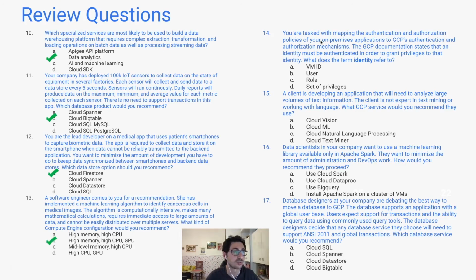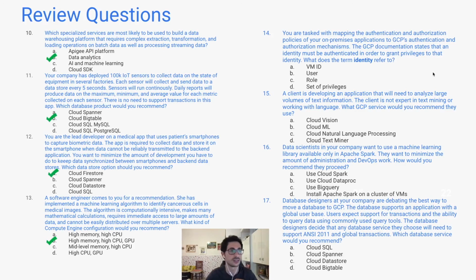Then, you're tasked with mapping the authentication and authorization policies of your on-premises application to GCP's authentication and authorization mechanism. The GCP documentation states that an identity must be authenticated in order to grant privileges to that identity. What does the term identity refer to?